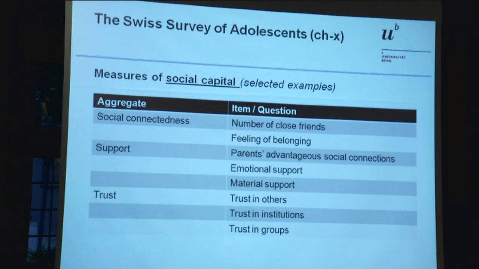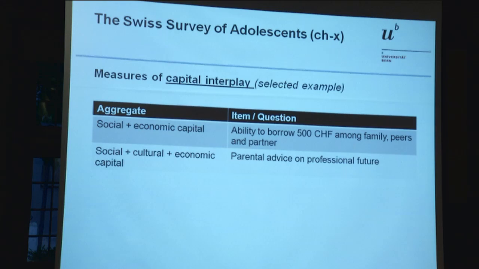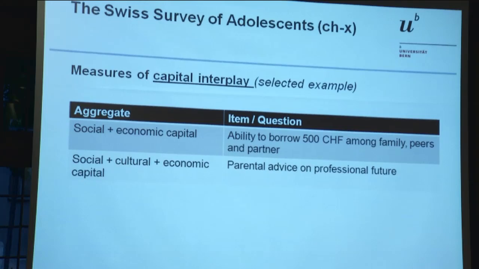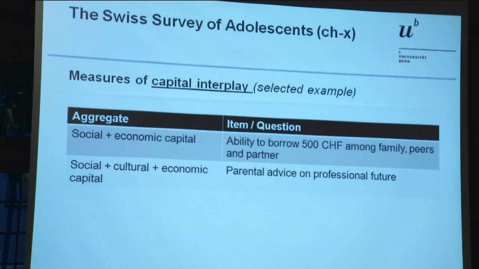And perhaps these are the last two examples where we actually look at combined effects in one variable. We have different forms of capital, so the social and economic capital. The ability to borrow 500 Swiss francs, which is something like 450 Canadian dollars, easily. Can you borrow these easily? And then we have a list from your family, from your friends, from colleagues at work. And we can add this up. And we would argue that this is an interesting measure of social and economic capital, because you get it from your network, or you don't, and it's actually money. So it's economic capital that you can easily draw from your social network.